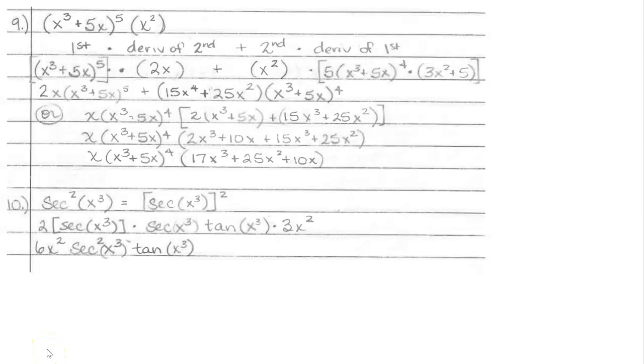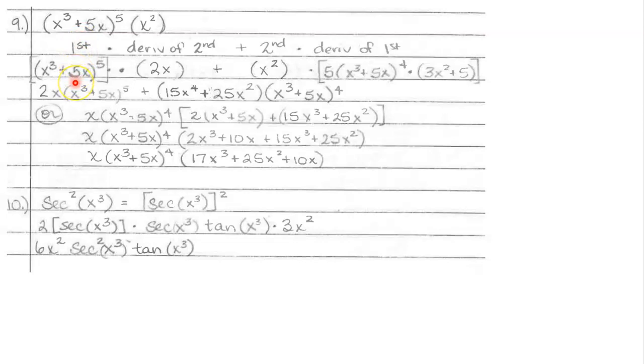All right, so then for number 9, we are finding the derivative for each of these. For number 9, we have two things being multiplied. That means we're going to need to use product rule. So we're going to do first times derivative of second plus second times derivative of first.